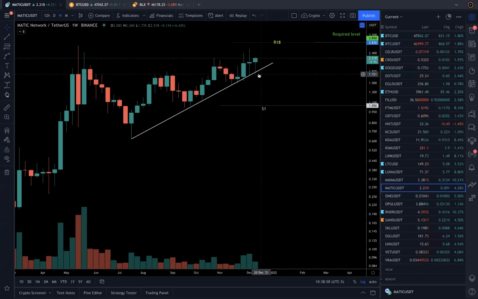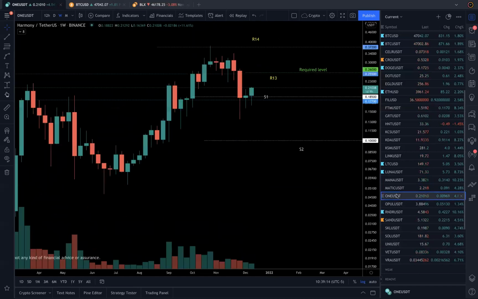Oh, for different coins, I suggested different conditions. For Matic, I would say this week's low to be watched. If this week's low is not taken down, then this is good. So it's good until that level. One is showing strength, so I would say the same. As long as one is able to maintain the low of this week, it's good. Showing strength here.